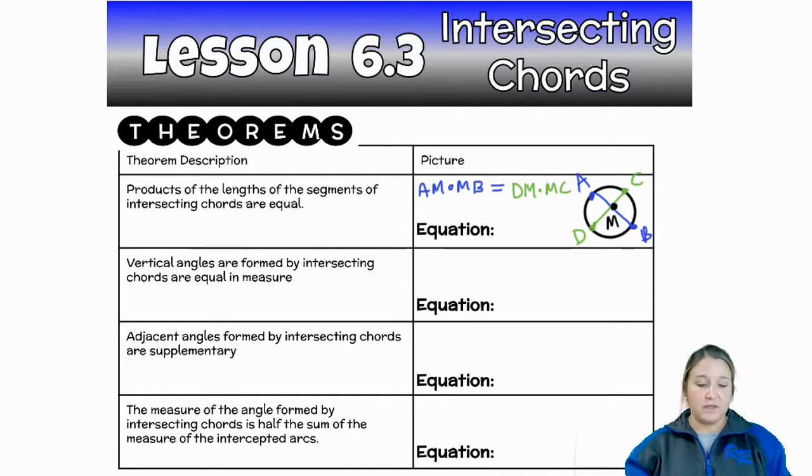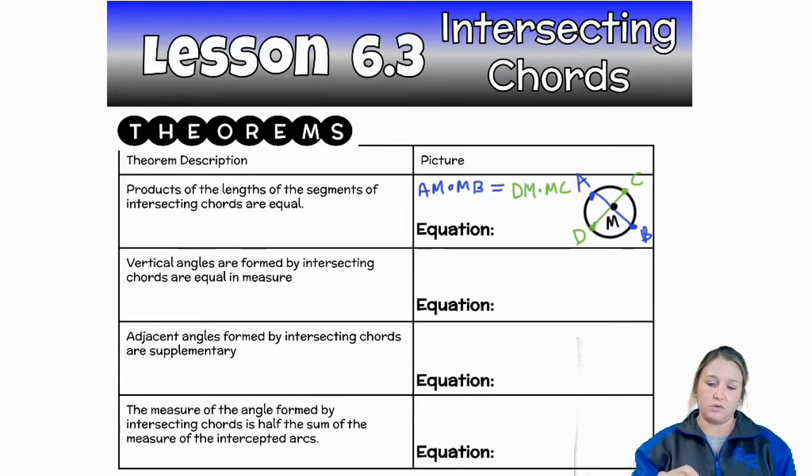The second one, or the next theorem that we're going to look at, is that vertical angles formed by intersecting chords are equal in measure. So just like vertical angles when we talked about parallel lines and a transversal, this still is going to apply because the vertical angles really just applies to intersecting lines. Well, since chords are line segments, intersecting line segments would produce vertical angles. So vertical angles are congruent.